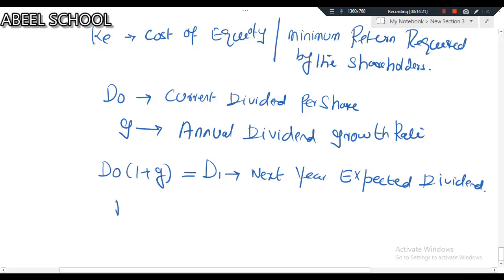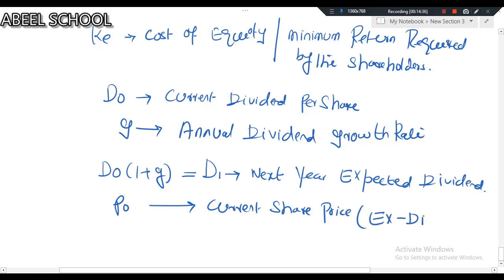Okay. P naught, that is current share price, but ex div. P naught is current share price, which is ex div. Ex div means excluding the effect of dividend.